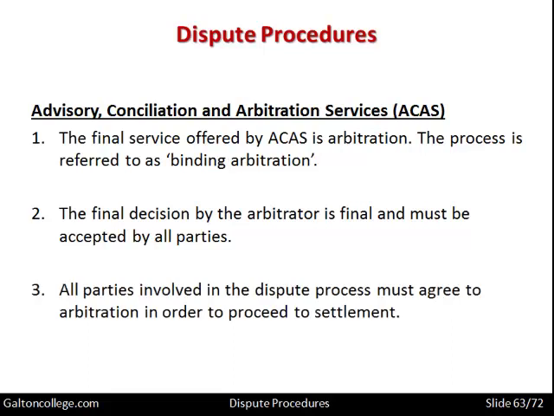All parties involved in the dispute process must agree to arbitration in order to proceed to settlement. So the parties must agree to arbitration. They must agree to this type of settlement. Now, in this case, this is the end process, and this is when the dispute has gone as far as it can in terms of getting compromise between them. In this case, an arbitrator has been agreed to, let's say, and the arbitrator's decision will be final.